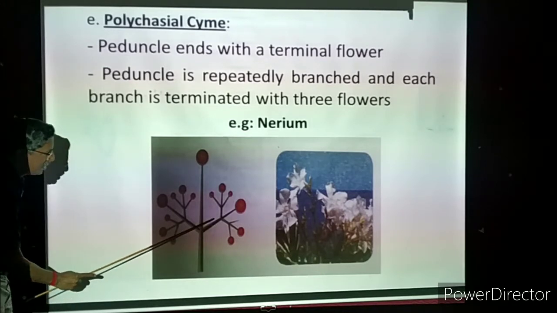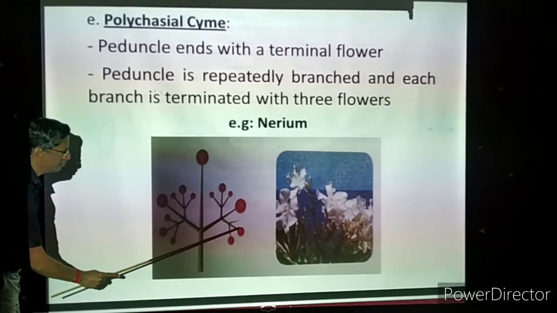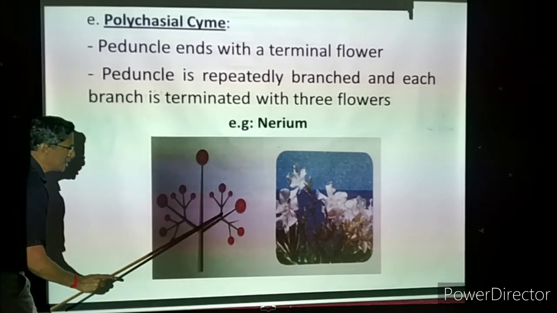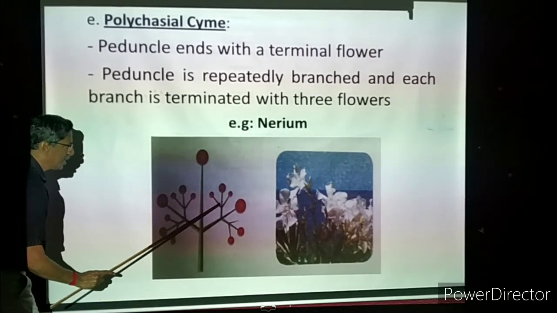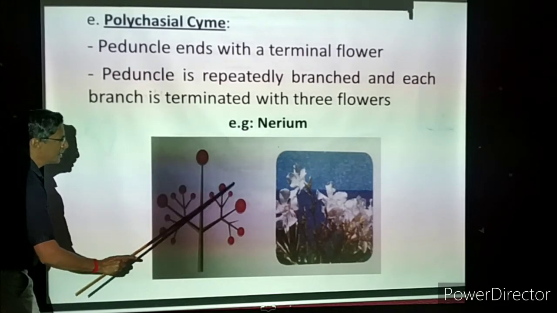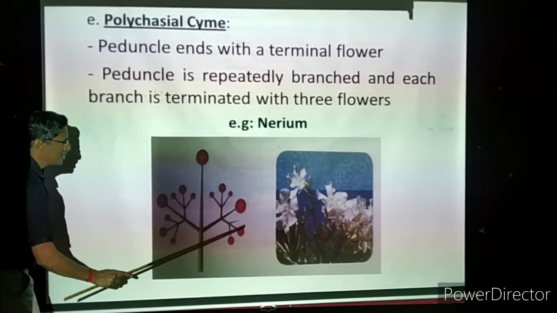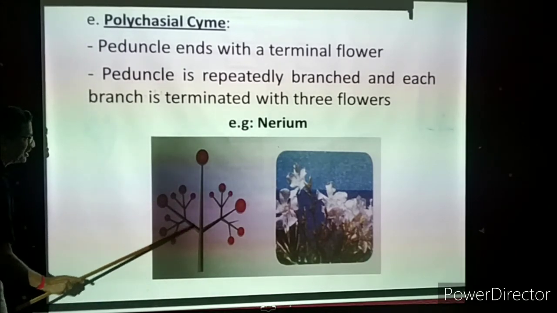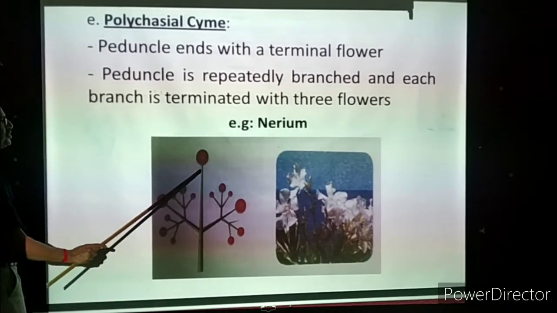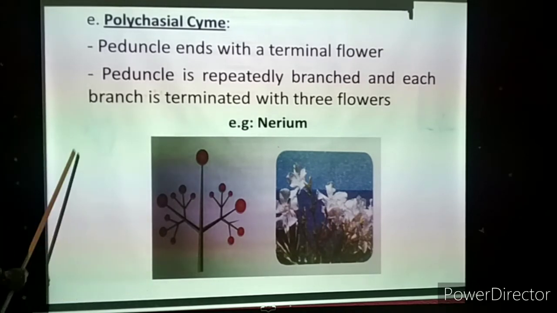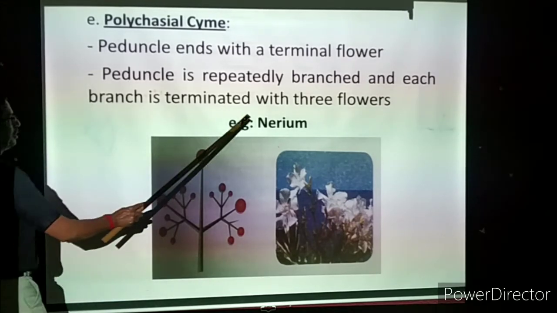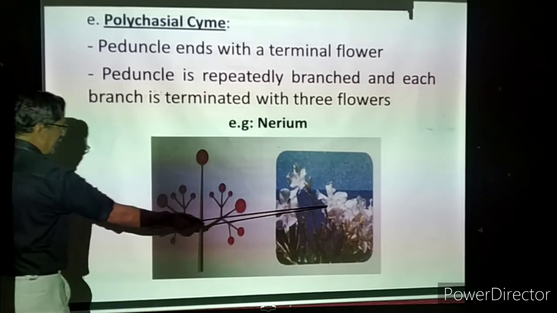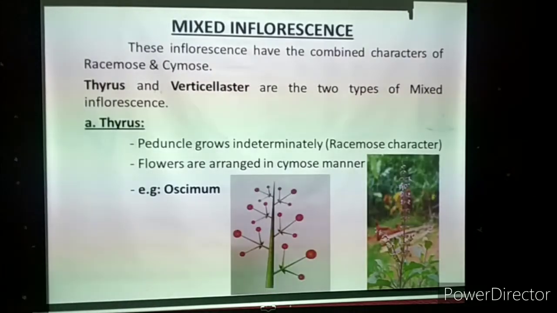Then each branch I am taking. Here 2 branches will be there. Each one is ending with one flower. Then this is one small branch. It is further divided into 2. So here if you take 3 flowers, here 3 flowers, and here 1. 7 flowers on this side, 7 flowers on this side, and 1 flower is the oldest flower. 15 flowers will be present in this inflorescence. The best example is Nerium. Now the actual picture of Nerium is given here.